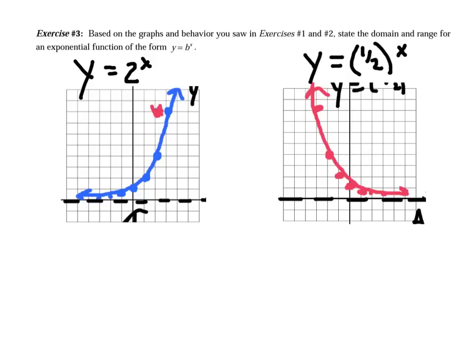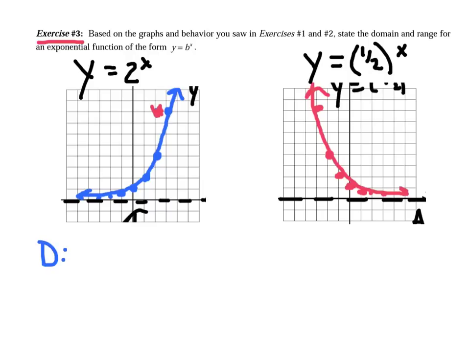Exercise 3. It says, based on the graphs and behavior you saw in exercise 1 and 2, state the domain and range of each exponential function of the form y equals b to the x. All right, so here's what I want you to do. In your notebook, I want you to label this exercise 3, and real quickly make generic x and y axes and sketch this function in, and let's label it y equals 2 to the x. Make generic x and y axes, you don't need graph paper, let's just quickly sketch it, and label it y equals 1/2 to the x. And now we really want to focus on the domain and range. So pause it if you need to, and let's get those sketched.